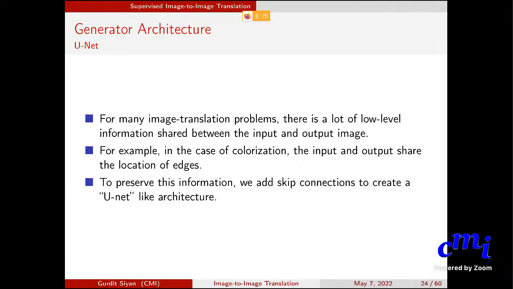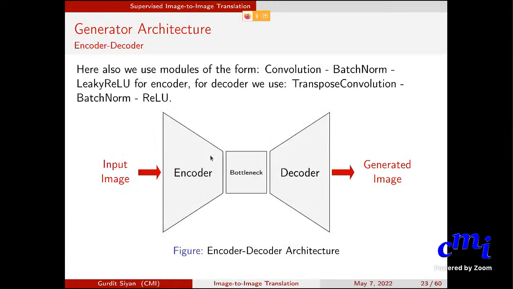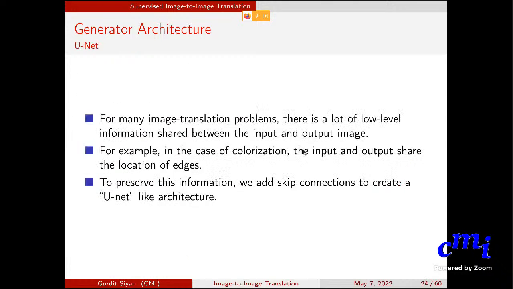Now, there's a problem with the encoder-decoder network. For a lot of image translation problems, there is a lot of low-level information shared between the input and output image. For example, in the case of colorization, the input and output share the location of edges. We don't want to lose this information like we do in the encoder-decoder network. We don't actually lose it, it's just not a very efficient way to pass the information. So to preserve this information, we add skip connections to create a U-Net-like architecture.